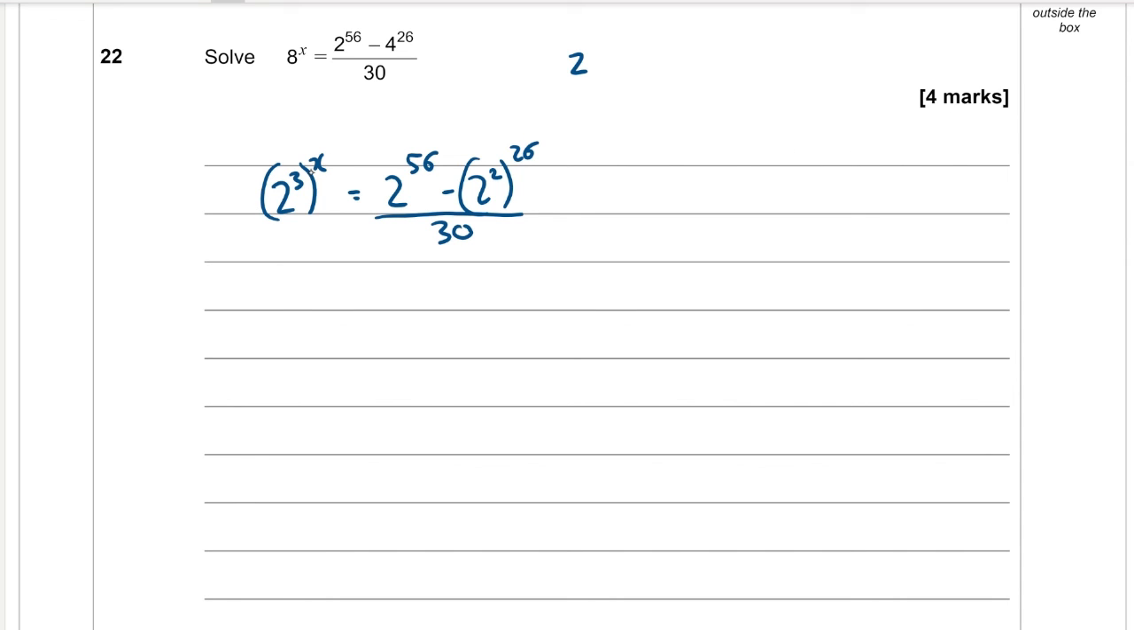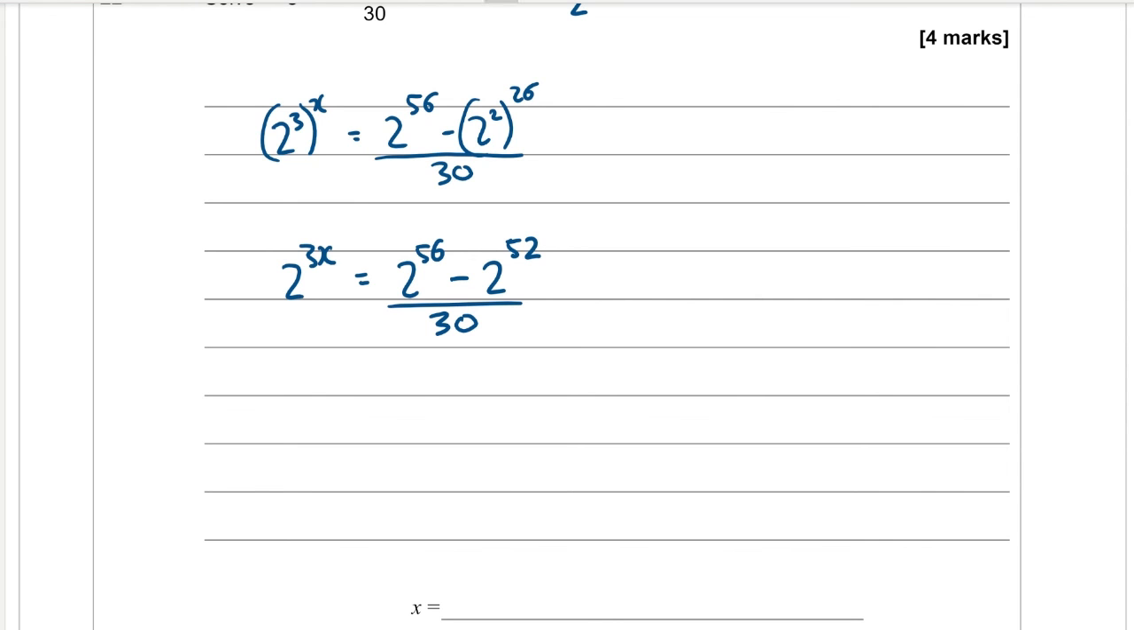When I have a power of a power like that, I can multiply the two powers together. So I get 2 to the 3x. And here I have 2 to the 56 minus 2. I can multiply those two together, and that's going to give me 52. And that's all over 30.